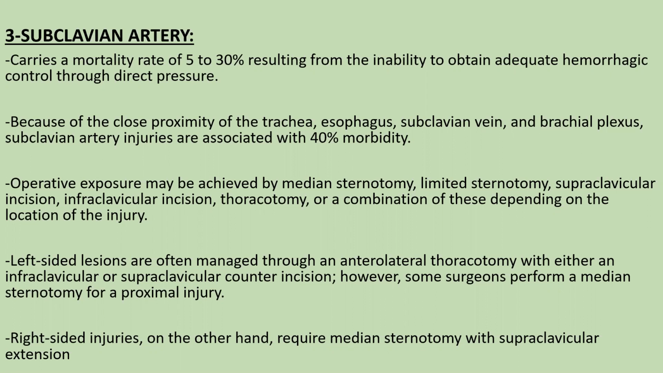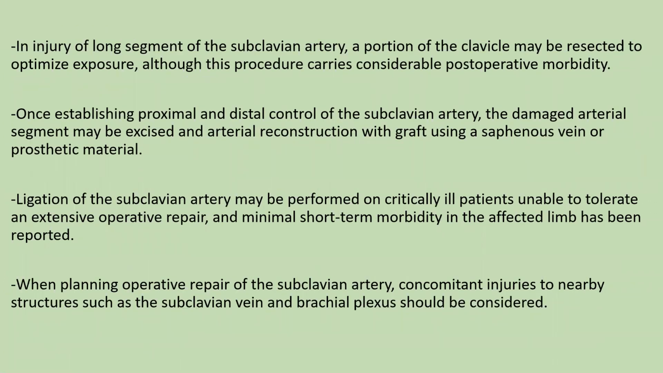Left-sided lesions are often managed through an anterolateral thoracotomy with either an infraclavicular or supraclavicular incision. Some surgeons perform median sternotomy for the proximal injury. Right-sided injuries require median sternotomy with a supraclavicular extension. In injury of long segments of the subclavian artery, a portion of the clavicle may be resected to optimize exposure, but this procedure is considered a cause of postoperative morbidity.